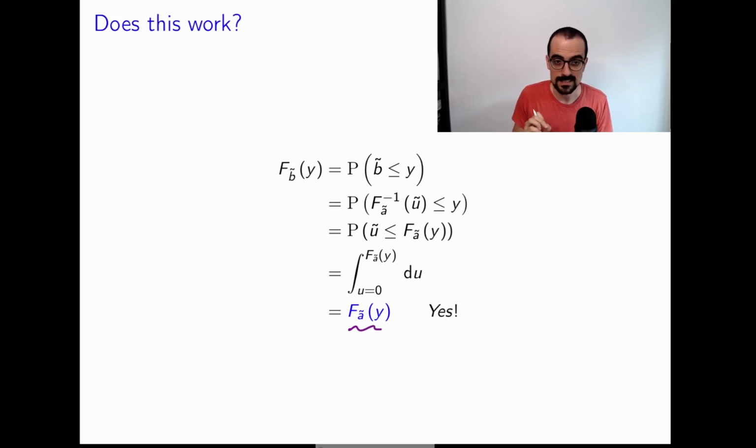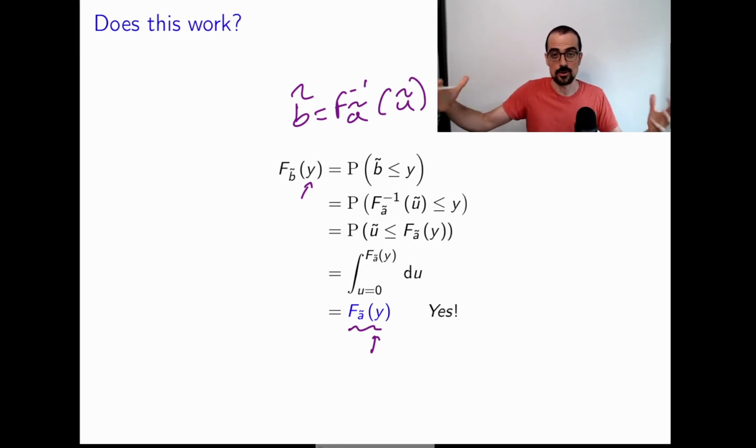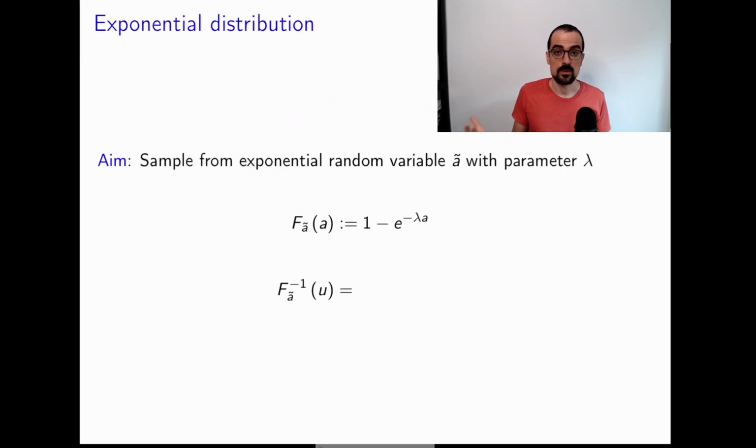What does this mean? It means that for any y, b, which again is equal to the inverse of the CDF of a applied to a uniform random variable, has exactly the same CDF as a, which is exactly what you want, because now your samples are going to be shaped like samples taken from a. So we have proved that this clever idea that we arrived at through the graph of the CDF actually works. We have proved rigorously that it works. Okay, so now let's take a look at an example.